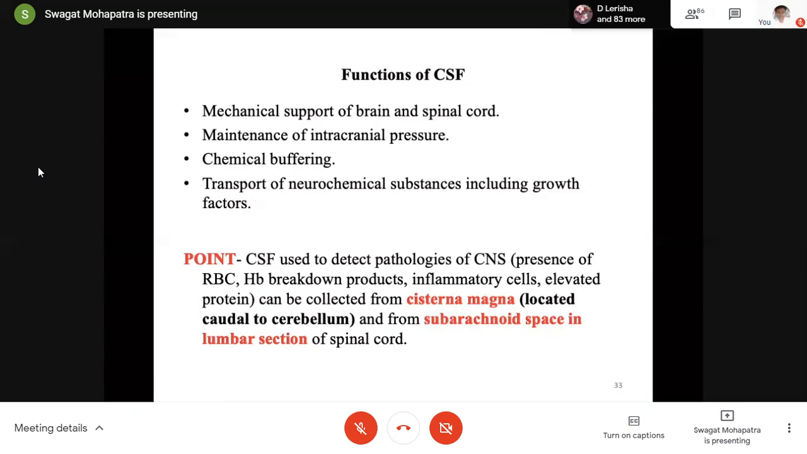Thirdly, chemical buffering. We said that certain waste products of the CNS are also excreted into the CSF, and in this way CSF also helps in chemical buffering. And fourthly, transport of neurochemical substances, including growth factors. That is also one of the functions of CSF.